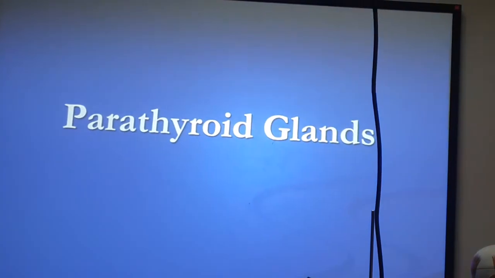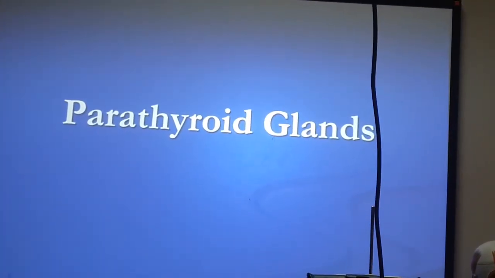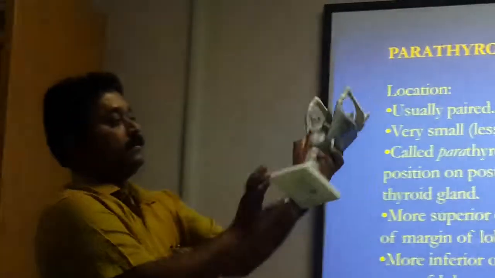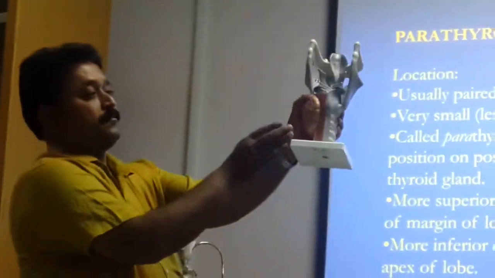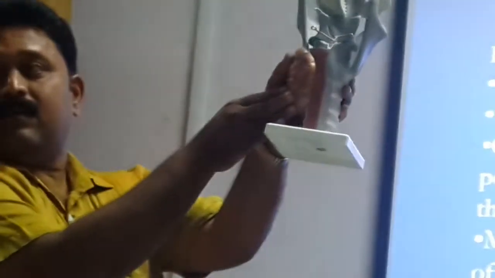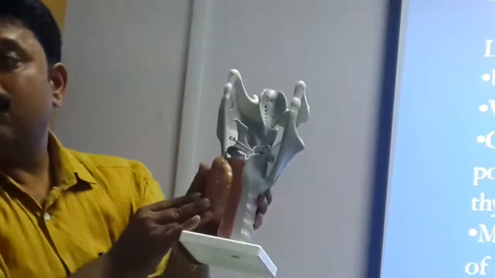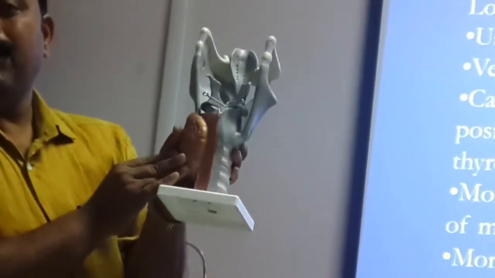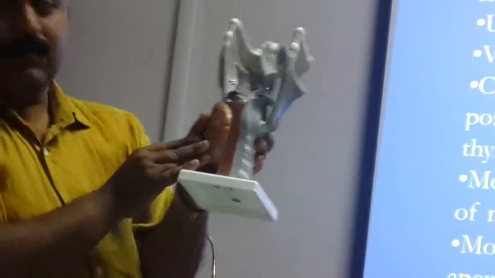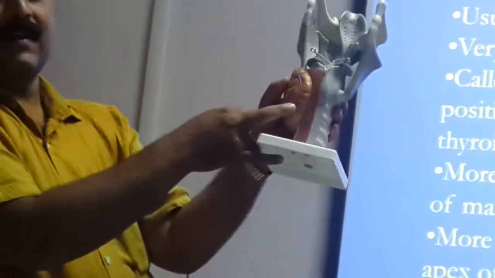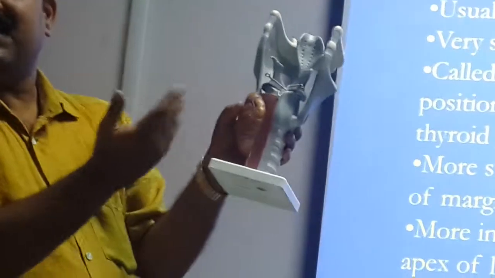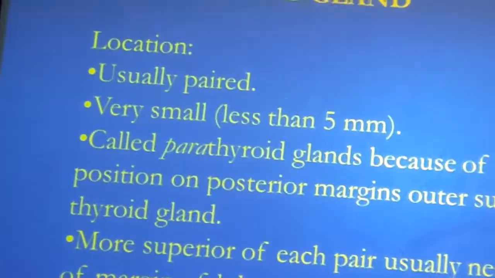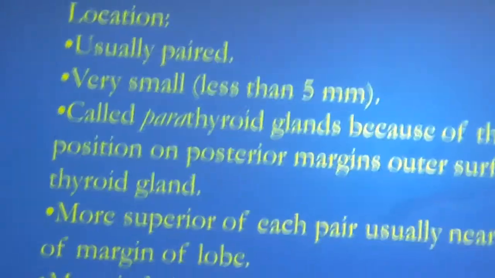This is about the thyroid. Next are the parathyroid glands. About the location, they are at the posterior aspect of the thyroid gland. There are four parathyroid glands, superior and inferior, left and right. About their situation, usually these are paired.